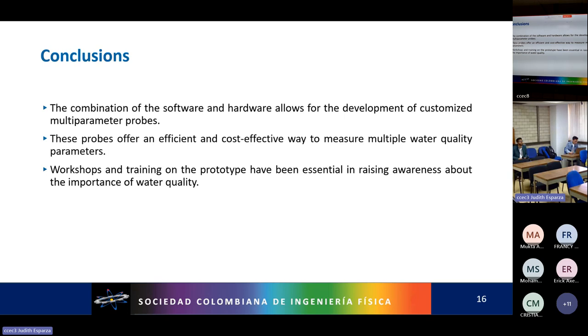Finally, the conclusions: the combination of software and hardware allowed the development of an optimized multi-parameter probe. Those probes offer an efficient and cost-effective way to measure multiple water quality parameters. And workshops and training on the prototype have been essential to raising awareness about the importance of water quality.